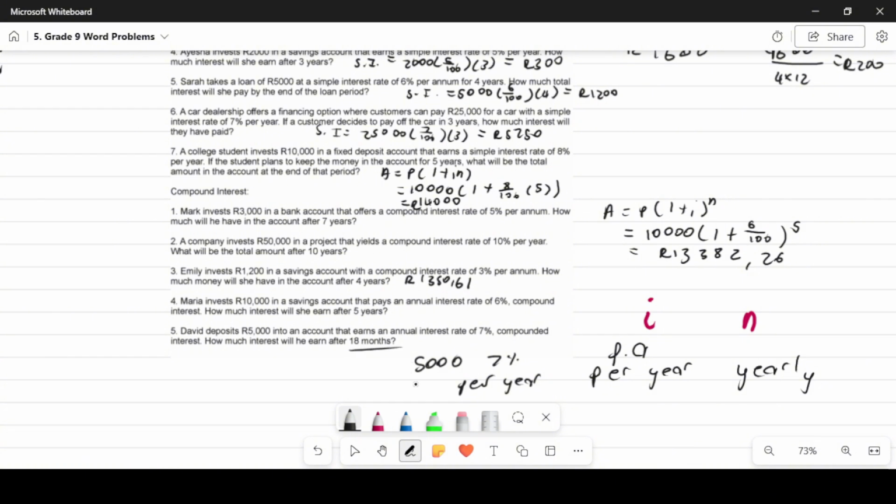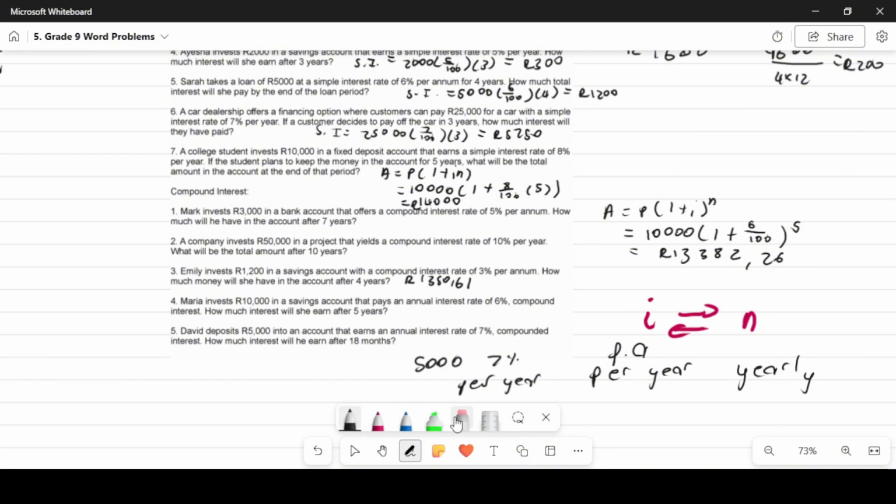It's not 18 times. If you put the n as 18, then you're raising it to the power of 18. You're telling the formula that it earned interest 18 times when it only earned interest 1.5 times, because interest is a yearly amount. Understood? So even when you work with simple interest, you need to keep this in mind. The I and the n work hand in hand. Please keep that in mind, right?